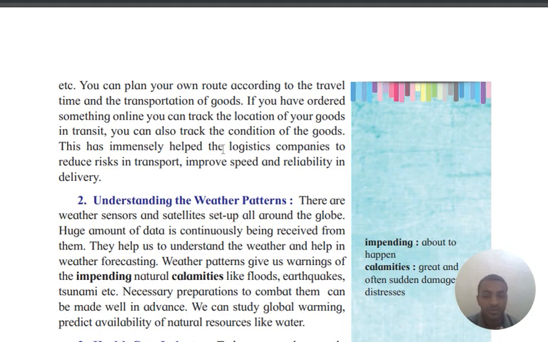Okay. And you can also track the condition of goods. So not only maps, you can easily see it in food delivery applications too. This data is also useful, and we can track where my food delivery has reached, and we all are doing it. And this has immensely helped the logistic companies, which means the delivery companies, to reduce the risk in transport, improve speed and reliability in delivery.